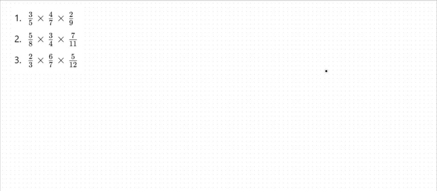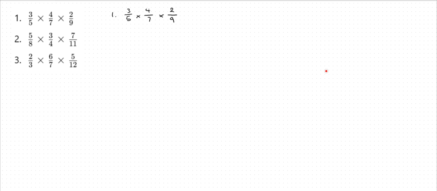So let's look at our first one. We have 3 over 5 multiplied by 4 over 7 multiplied by 2 over 9. And in this quick moment, we're just going to be looking for anything that has a common factor vertically between the numerator and the denominator or diagonally. And this can be across all three. So I can't see any between 3 and 5, 4 and 7, or 2 and 9.